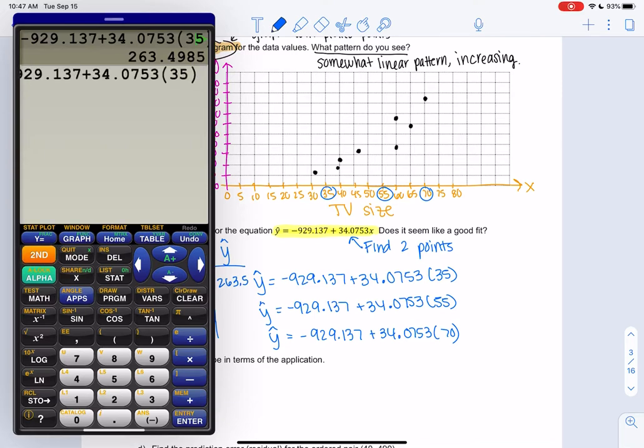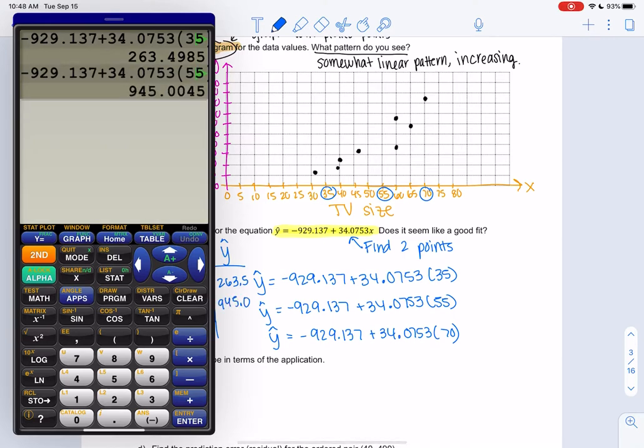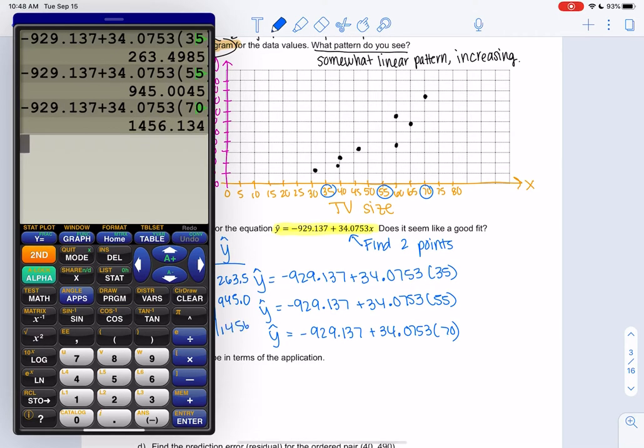Second enter, and now you don't have to type all that, just change it to a 55. And we get 945.0. Rounding is not a big deal right now because, again, we're just plotting. So we'll talk about rounding more later. And then change it to a 70, and we get 1456.1.